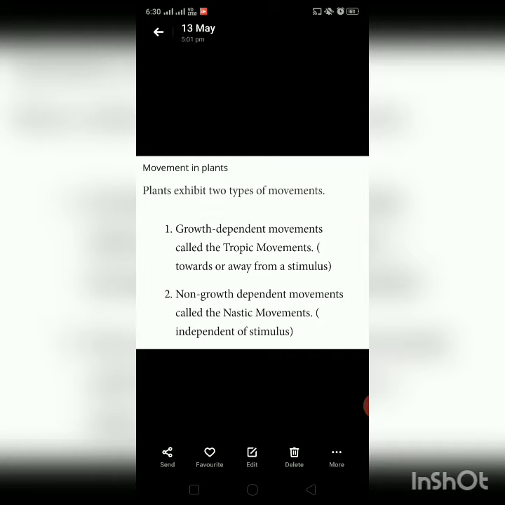Number two, non-growth dependent movements, called nastic movements. They are independent of stimulus.